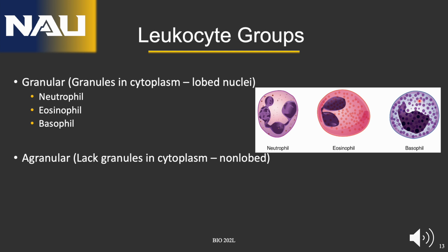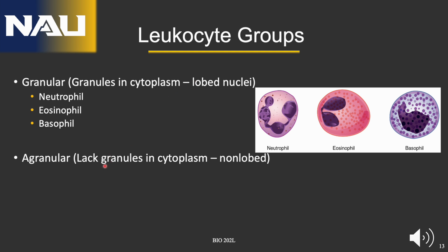So the way you can look at these is, well, if you can't really see a lot of the granules, but you see a lot of lobes in the nucleus, we'll talk about that in the next slide, then that's a neutrophil. Eosinophils are very red, basophils are very purple, and it's really hard to see the nucleus in there.